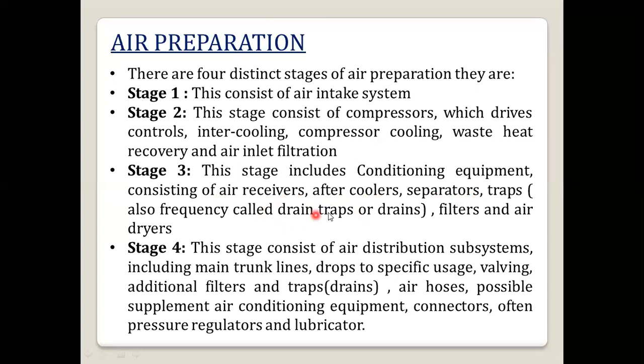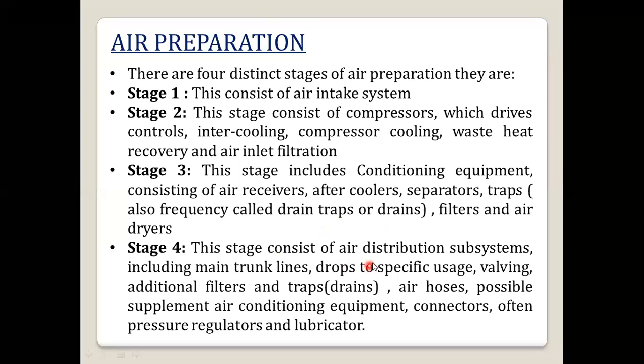Then stage 3 includes the conditioning equipment such as air receivers, then after coolers, separators, then traps. Also frequently called drain traps, that is, drain traps will be there. The water vapor or the condensate that is there has to be drained. Then pre-filters and air dryers. So mainly in this stage 3, the equipment we are using will be air receiver, air cooler, then air dryers. A filter will be in every stage, that is the pre-filter we will say.